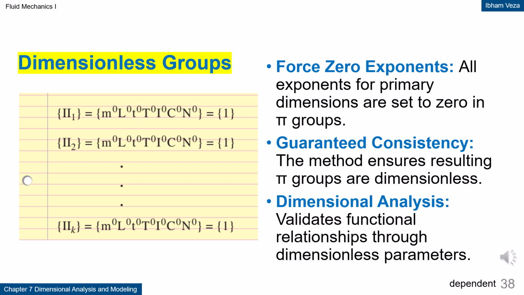Dimensionless groups. In forming pi groups, all exponents of the primary dimensions are forced to be 0. In this way, each resulting group truly has no units. This method guarantees that the final results are purely dimensionless. These groups are then used to express the functional relationships among variables. This approach ensures physical consistency in the analysis results.